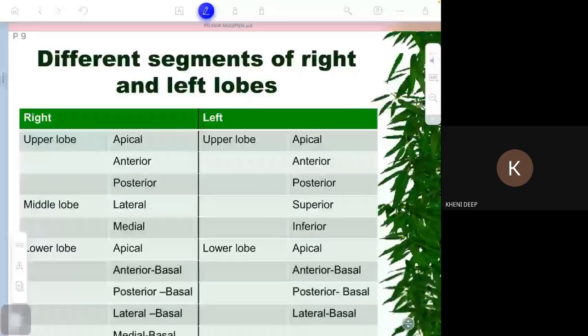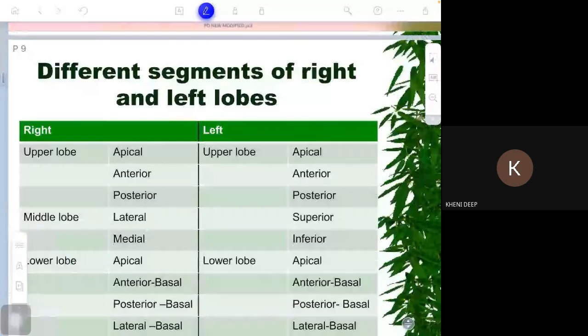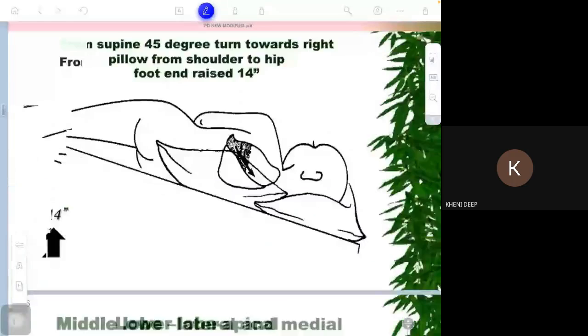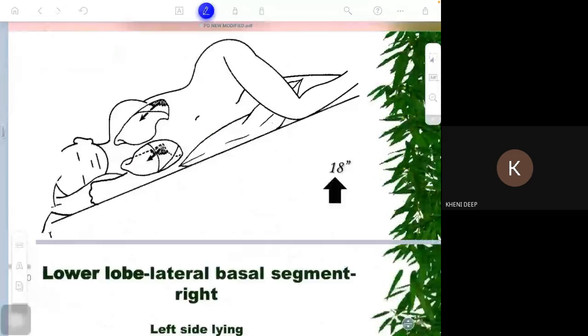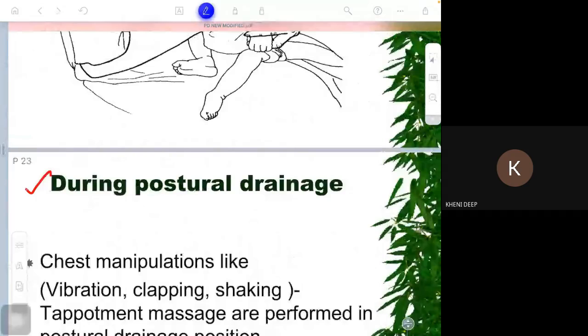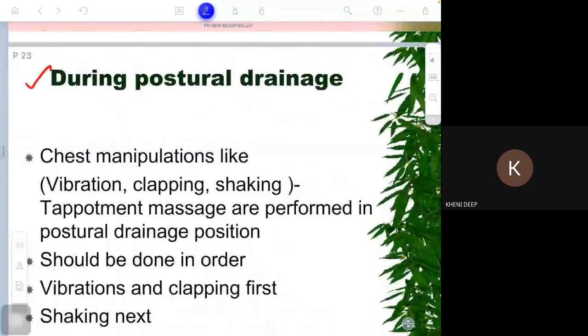So now we will discuss, I think even these things, postural drainage position is also discussed by Kruti Madam. She had taught, I think. So now we will discuss the second point, that is during postural drainage. Things to remember during postural drainage, that is before, during, and after.